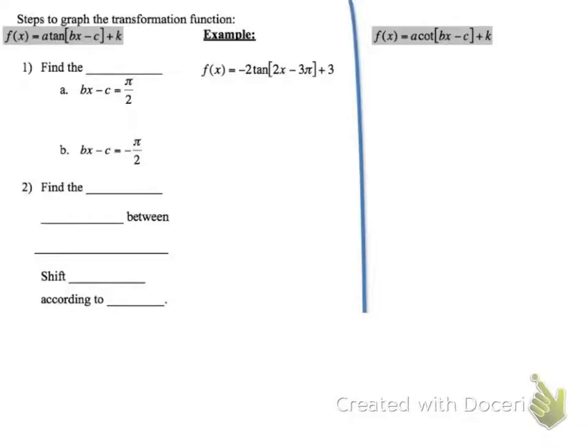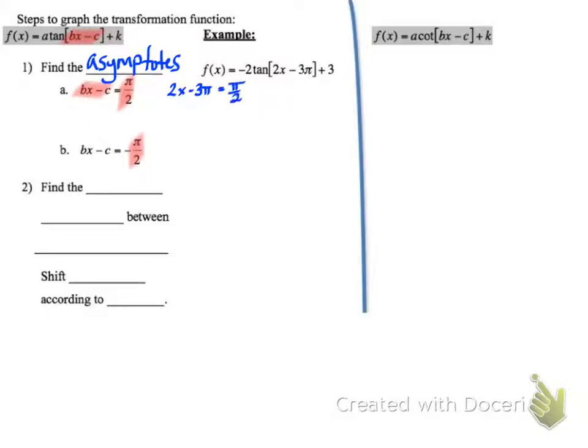So we have this function. The standard form is a tangent of bx minus c plus k. The first thing that we're going to do when we graph this is find the asymptotes. The asymptotes occur when the inside of the tangent is pi over 2 and when it's negative pi over 2. That's when the asymptotes occur, because remember on the unit circle, that's when tangent is undefined, when it's on the y-axis there, pi over 2, negative pi over 2. So we're going to figure out when the inside is those two values, and that's when the asymptotes occur.